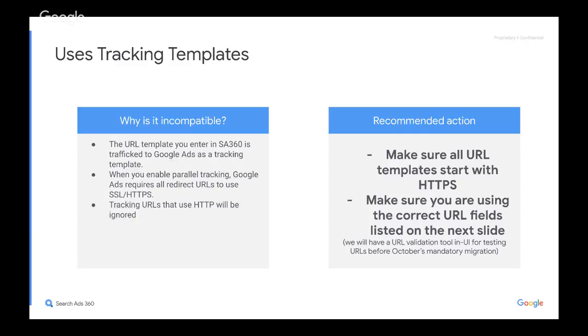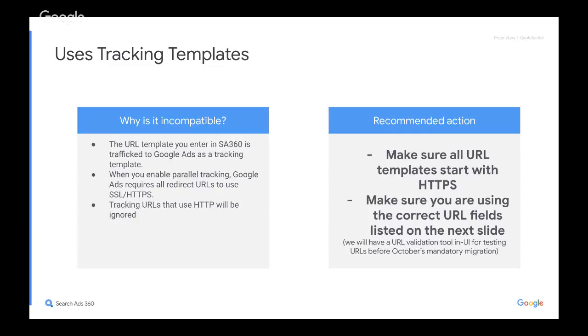The first necessary action is to make sure all URL templates start with HTTPS. So if they are using HTTP right now, and this is a tracking provider other than GMP or Search Ads 360, I would advise to reach out to that provider and ask them about what would happen if you change from HTTP to HTTPS. If you're using Search Ads 360, you don't have to worry about this step because it should happen automatically in the near future.